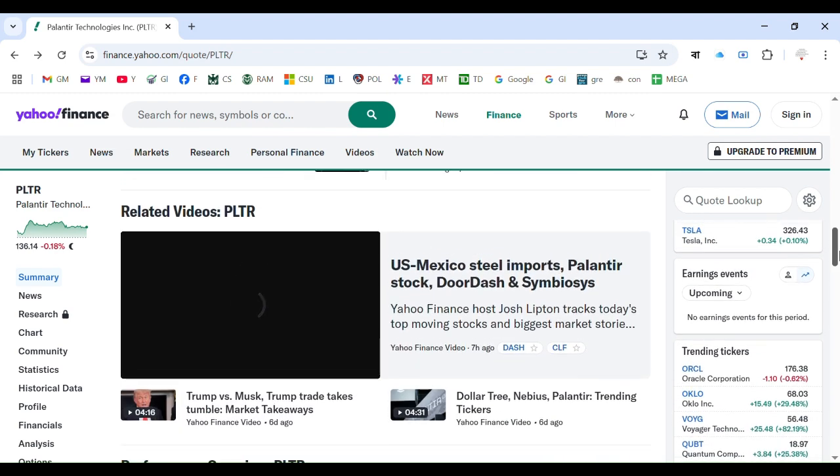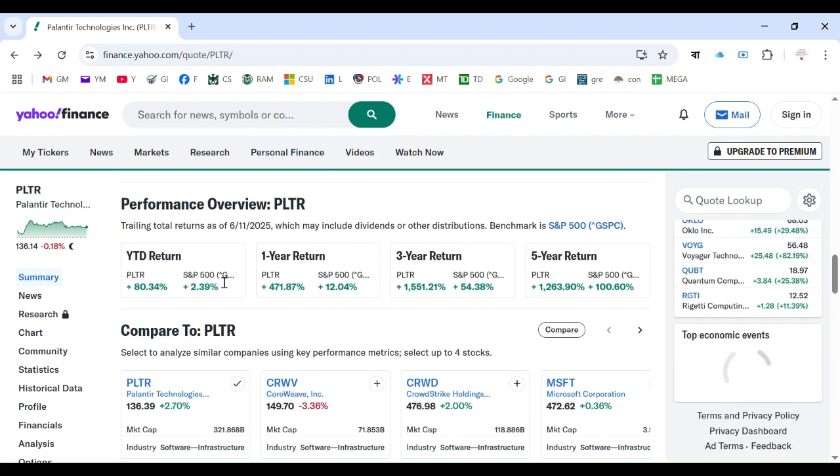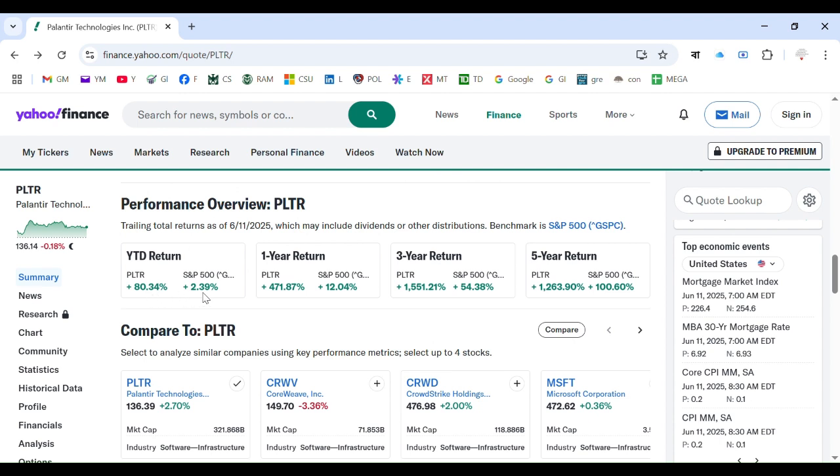From a technical perspective, YTD it is beating the S&P by a margin of 80%, which is only 2% for the S&P. 1 year return is 471%, or like 472%, which is much higher than 12% for the S&P 500 index. For 5 years, it is 1,263.90%, which is for the S&P 500 index only 100.60%. So it beat the S&P by a big margin as well. This is the technical perspective, but whether this uptrend will continue or not, that is our question, right?